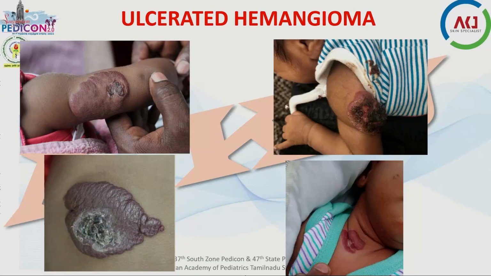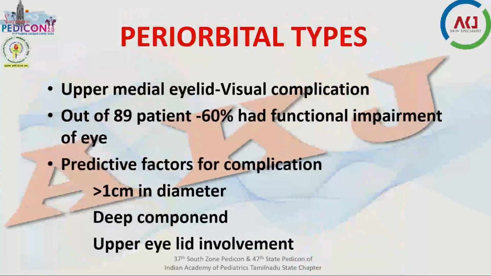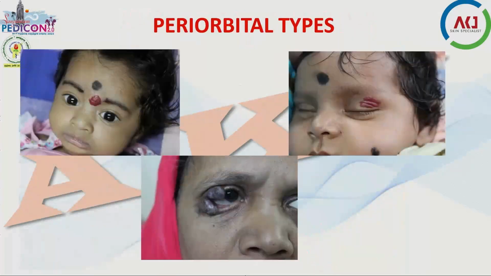The ulceration is very painful. If you see a child with an ulcerated hemangioma, you will not forget the child for the rest of your life. It keeps crying, crying all day and night. The periorbital hemangioma can give rise to visual axis disturbances. So we all know that ophthalmology will be of great help.